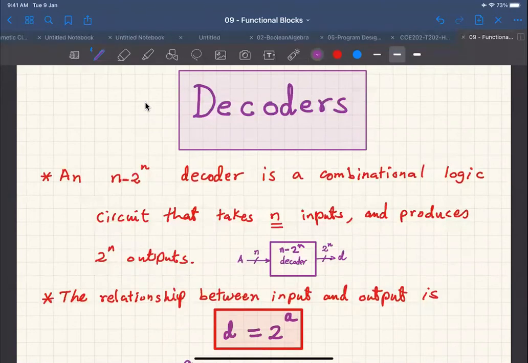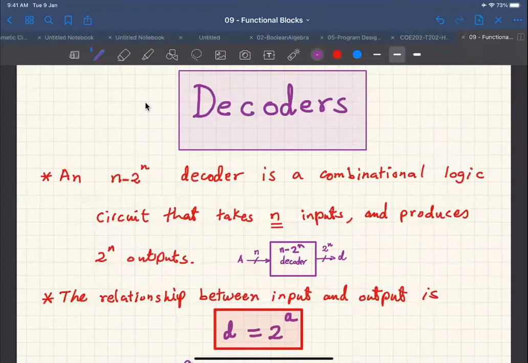Sorry for the interruption. I just want to make sure about the decoder. When I say decrypt, is it the same as when I say decode? No, it's not related to encryption. Do not confuse that with this. So a decoder here means a mapping.